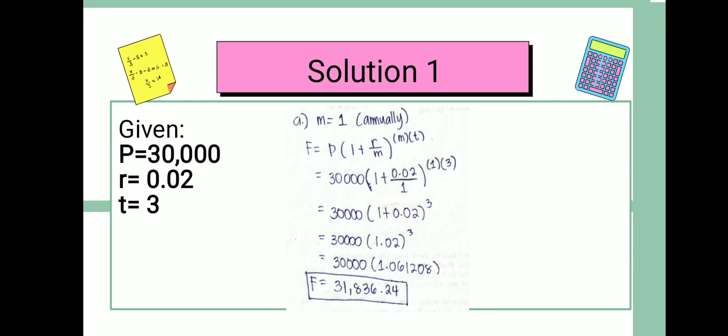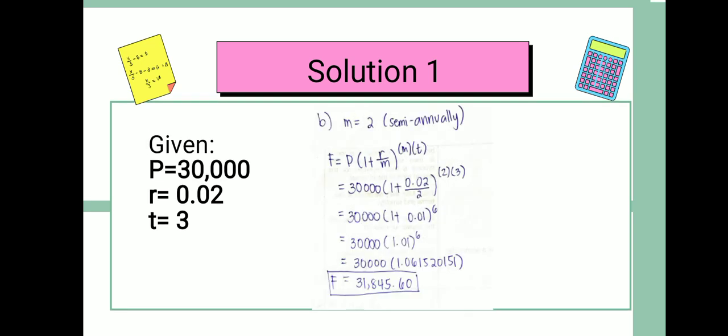times 3. And then simplifying, we have 30,000 multiplied by 1 plus 0.02 raised to the power of 3. So using our calculators, we have the maturity value of 31,836.24.